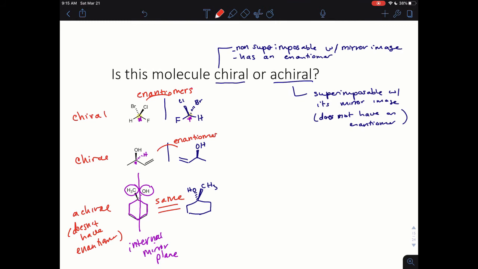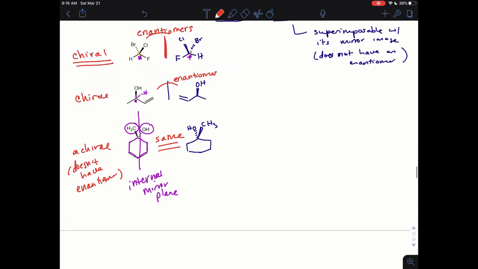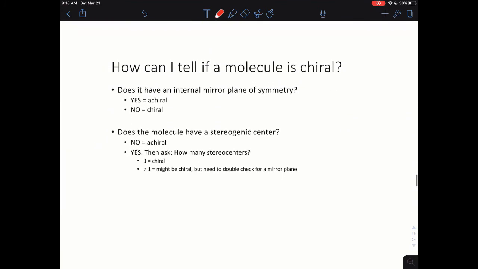So can you draw an enantiomer for a given molecule? Sure you can. Determine if that molecule is chiral, and if it is, draw its mirror image. Put your little mirror plane and draw its mirror image. It's fun. It's art class.